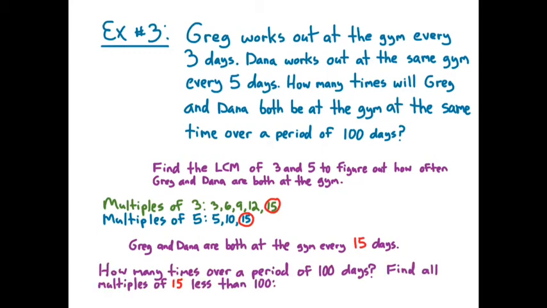Now, the question is, how many times over a period of 100 days will they both be at the gym together? Find all multiples of 15 less than 100 to figure this out. So now let's list the multiples of 15. 15, 30, 45, 60, 75, and 90. If we were to go on, we would have 105 as our next multiple, but we're looking for the multiples that are less than 100. So now that we have the multiples of 15 that are less than 100, all we have to do is just count them up. So there are 6 of these multiples. That means that Greg and Dana both are at the gym 6 times in a period of 100 days.